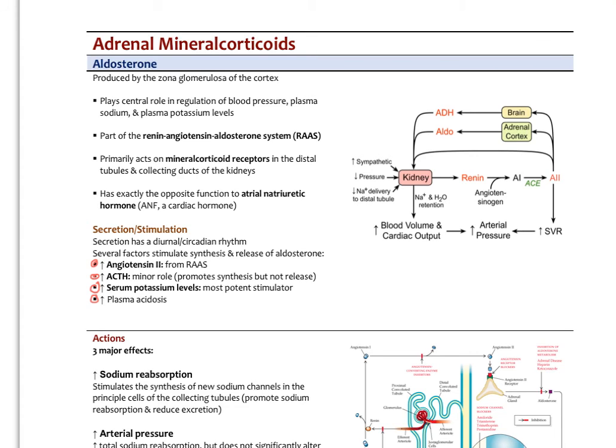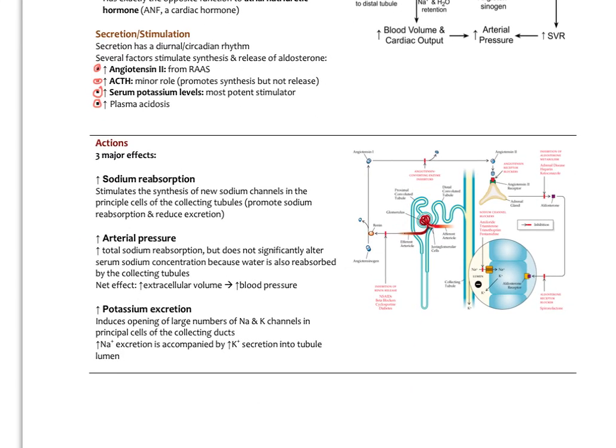that could be helpful acutely if you're hemorrhaging or have something like that going on. You're trying to dilute out a toxin in the blood, etc. But of course, chronically, this could be overactivated and create chronic hypertension. So the three main effects, again, are to increase sodium reabsorption, and this happens in the principal cells of the collecting ducts, promotes the sodium reabsorption and reduces excretion, increases arterial pressure by that sodium reabsorption, and the net effect is to essentially increase the extracellular volume and then increasing potassium excretion.